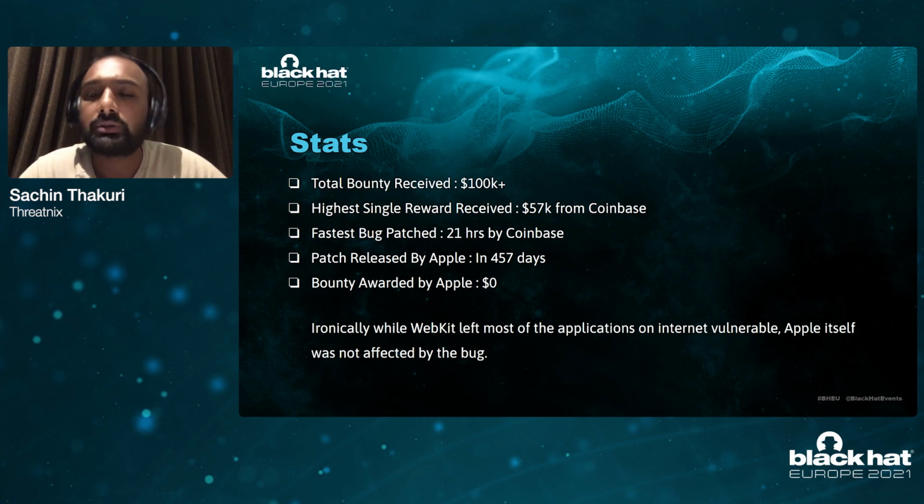Some programs like Dropbox and Poloniex took it one step further by using their contacts at Apple and asking them to come up with a fix. The highest single reward was given by Coinbase, which was also the fastest program to fix the issue. Apple took more than a year, a total of 457 days, to come up with a fix, and in the end decided that the bug does not qualify to be awarded a bounty because it does not meet the published bounty categories. And ironically, while this bug in WebKit made so many applications on the internet vulnerable, Apple's implementation of SSO and OAuth was not vulnerable.